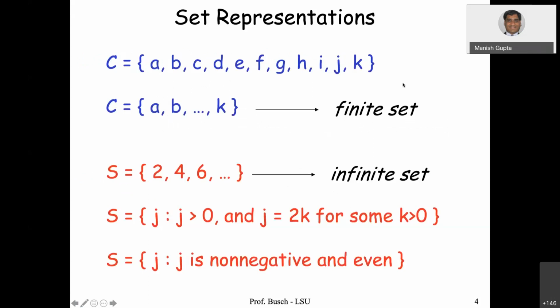Okay, then you can represent sets by these small letters, like finite set, infinite set. These are infinite sets, right? S is equal to {j such that j is positive and j is equal to 2k for some positive k}, right? Or S is equal to all those j such that j is non-negative and even. Or 2, 4, 6, 8, 10, and so on. This is an infinite set. A to K is a finite set, right? So you can define a set to be finite or infinite.